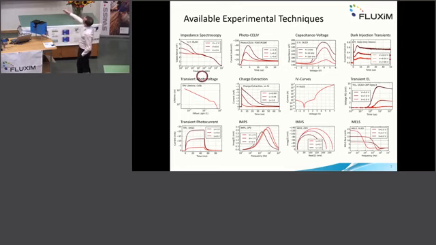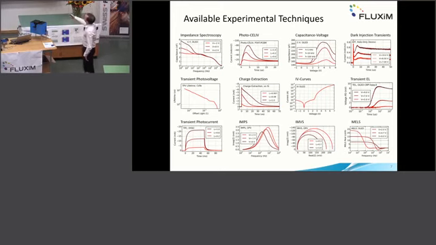You can measure impedance spectroscopy with offset light and offset voltage. It can measure Photo-CELIV and dark CELIV. This is a technique used to extract charge carrier mobility. It can measure capacitance-voltage. It can measure dark injection transients. This is a technique that is often used to measure the mobility of monopolar devices.